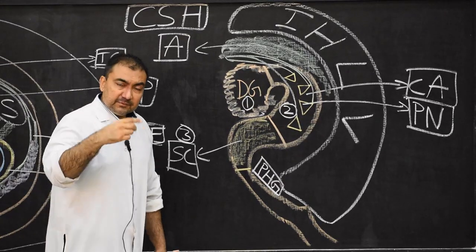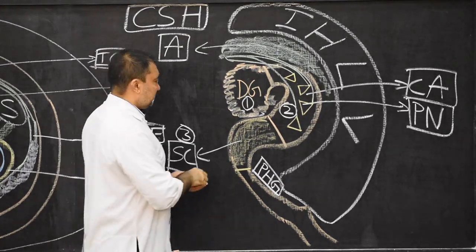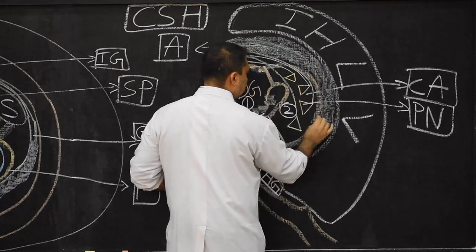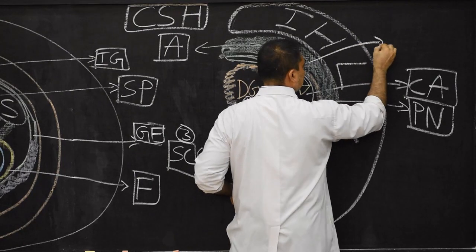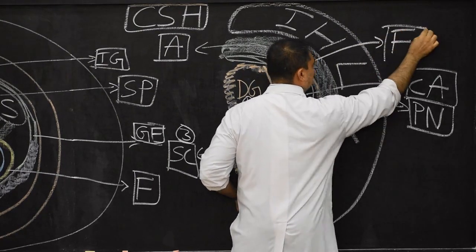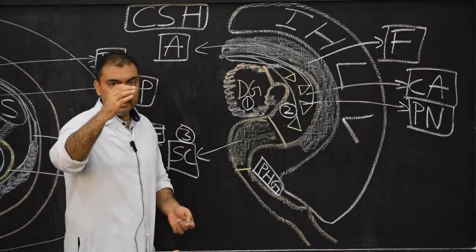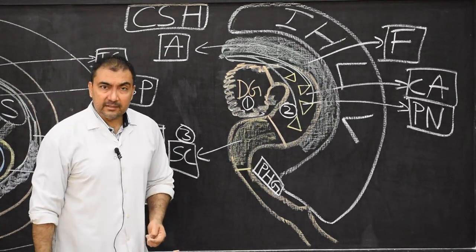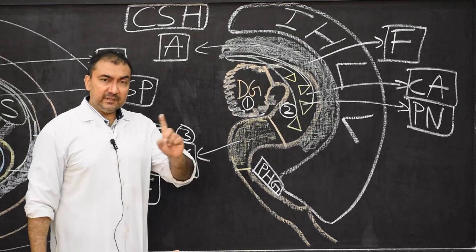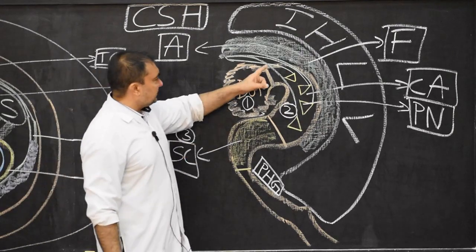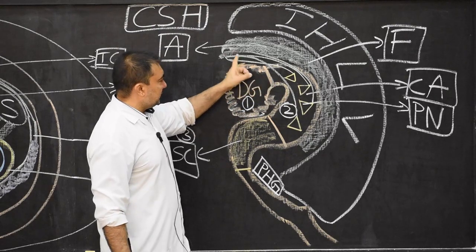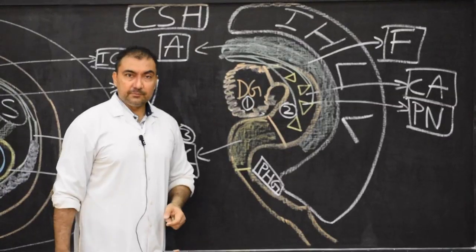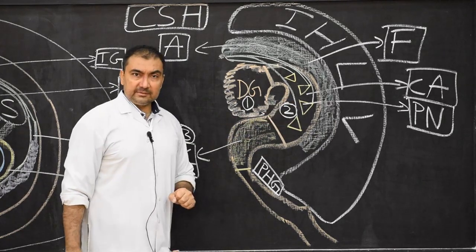This alveus will continue as fimbria. So therefore now it will be known as the fimbria. So here I will mention this as fimbria. Alveus will continue as fimbria, which will cover slowly. Posteriorly it will take its course and it will cover the dentate gyrus. So alveus will continue posteriorly as fimbria, but basically it is the white matter, the nerve fibers or the axons of the pyramidal neurons present in the cornu ammonis.